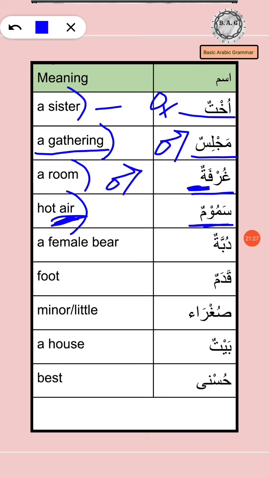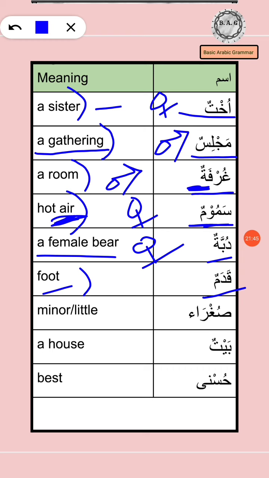Okay. All right. Next is dubbatun. It's a female bear. That's what it means. So, is it an actual feminine? Yes, it is. Ta-da. All right. Then next we have qadamun, a foot. Is it an actual feminine? No, it's not. All right.